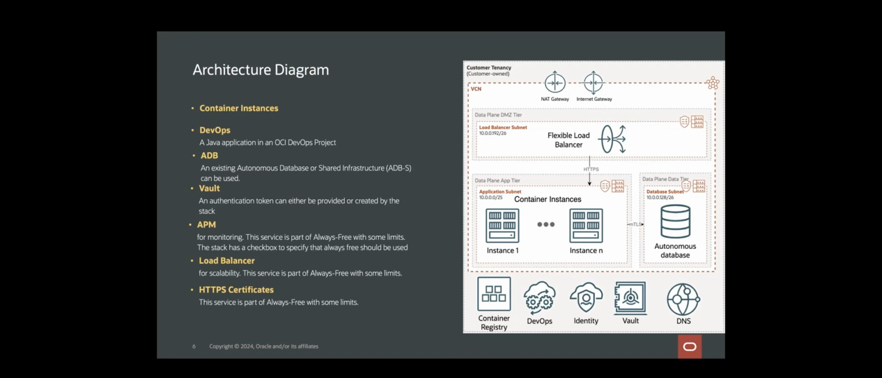APM is also provided for observability, which we call application performance monitoring. It gives end-to-end visibility for diagnosis across your application, and the stack has a checkbox where you can choose whether you want to create application performance monitoring as well. And for the load balancer, we use it for the scalability of the application, and it's also the place we use for accessing your application. Optionally, you can specify HTTPS certificates for the load balancer. If you don't specify any certificates, HTTP will be used with the IP address.